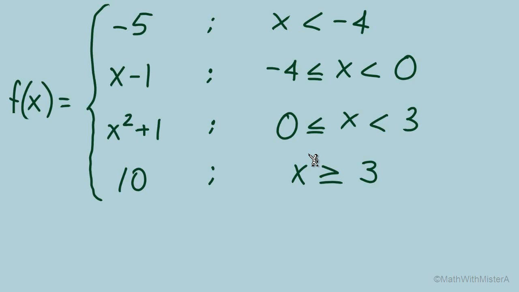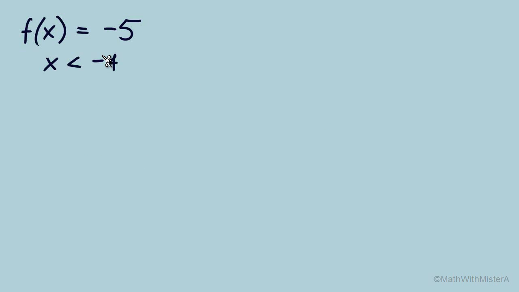This piecewise function has 4 pieces. It's made up of 4 functions: f of x equals negative 5, f of x equals x minus 1, f of x equals x squared plus 1, and f of x equals 10. And here we see which x values should be used with each of these functions. So one at a time, that first function was f of x equals negative 5, and it is using x values that are less than negative 4.